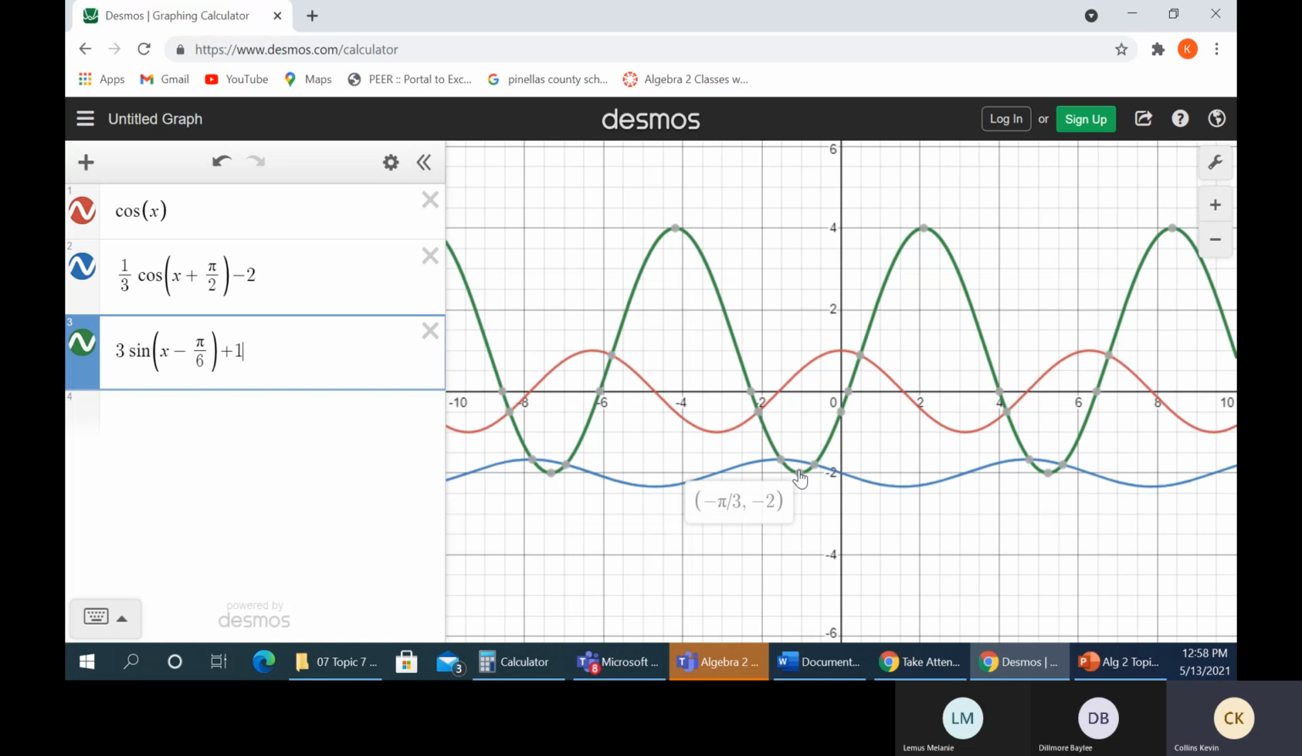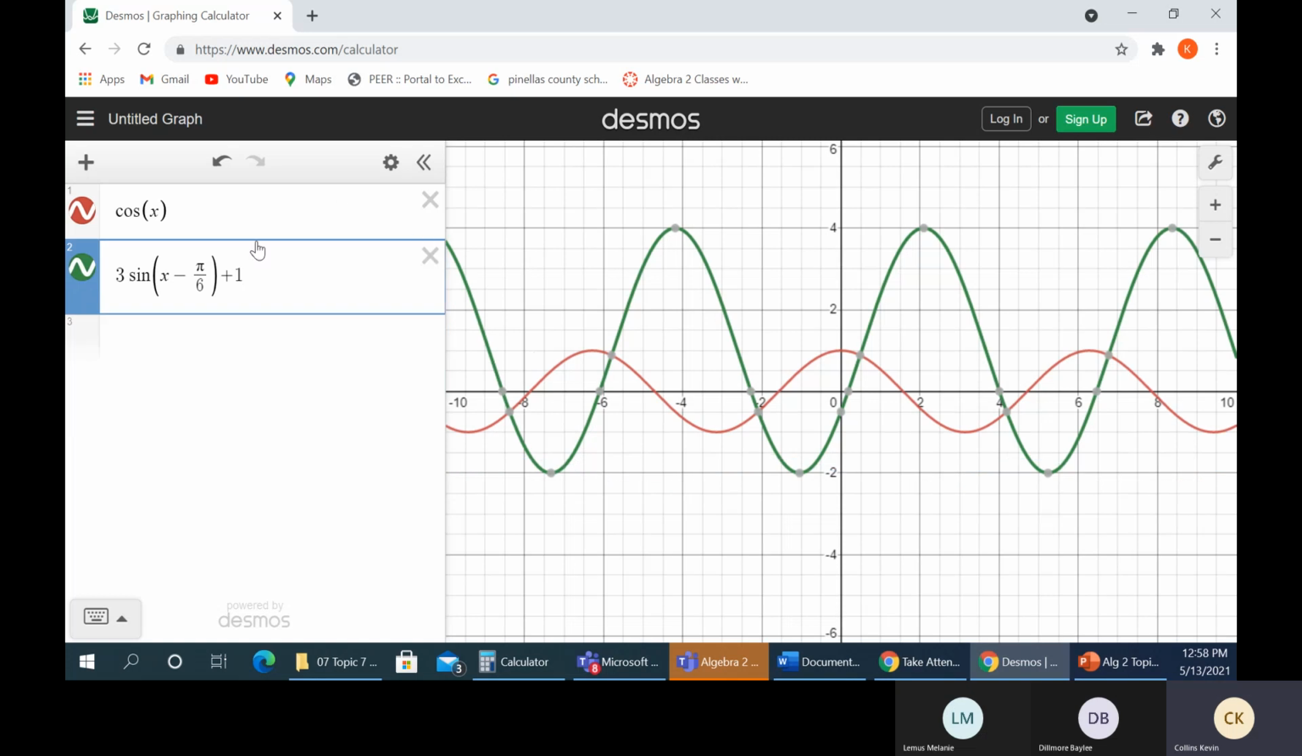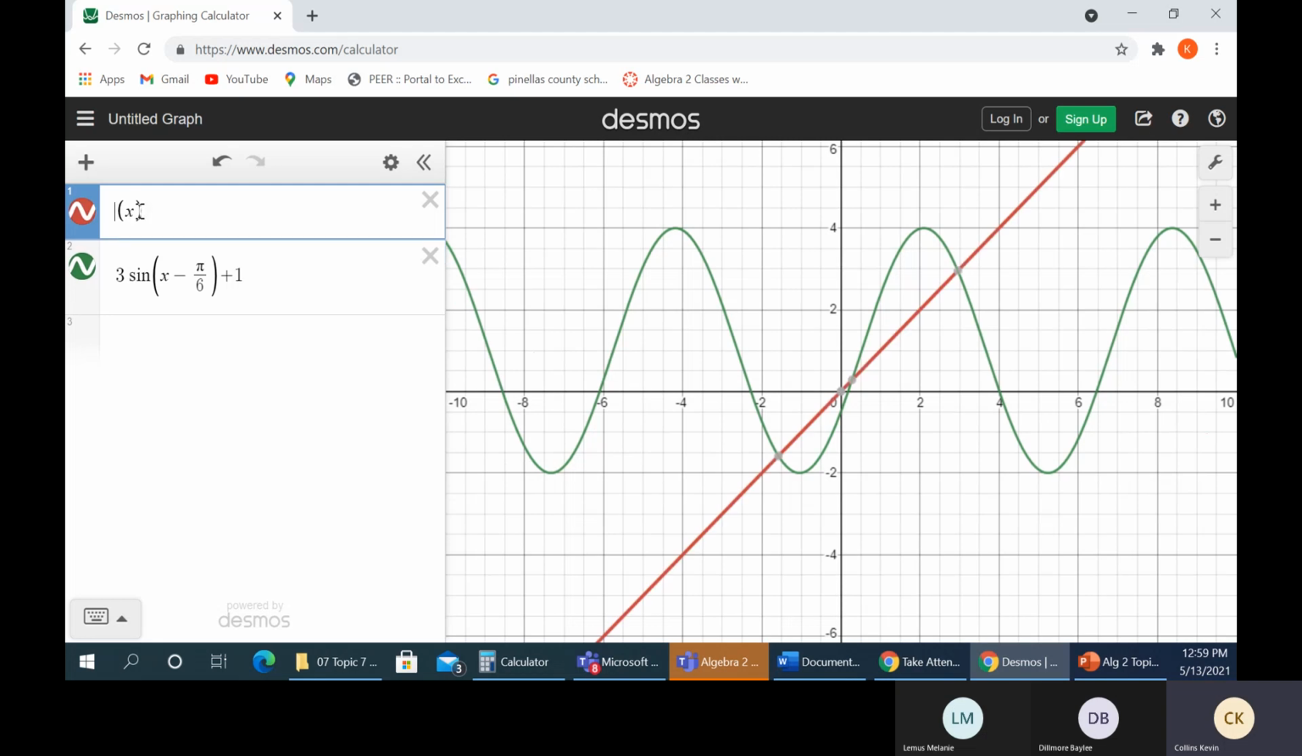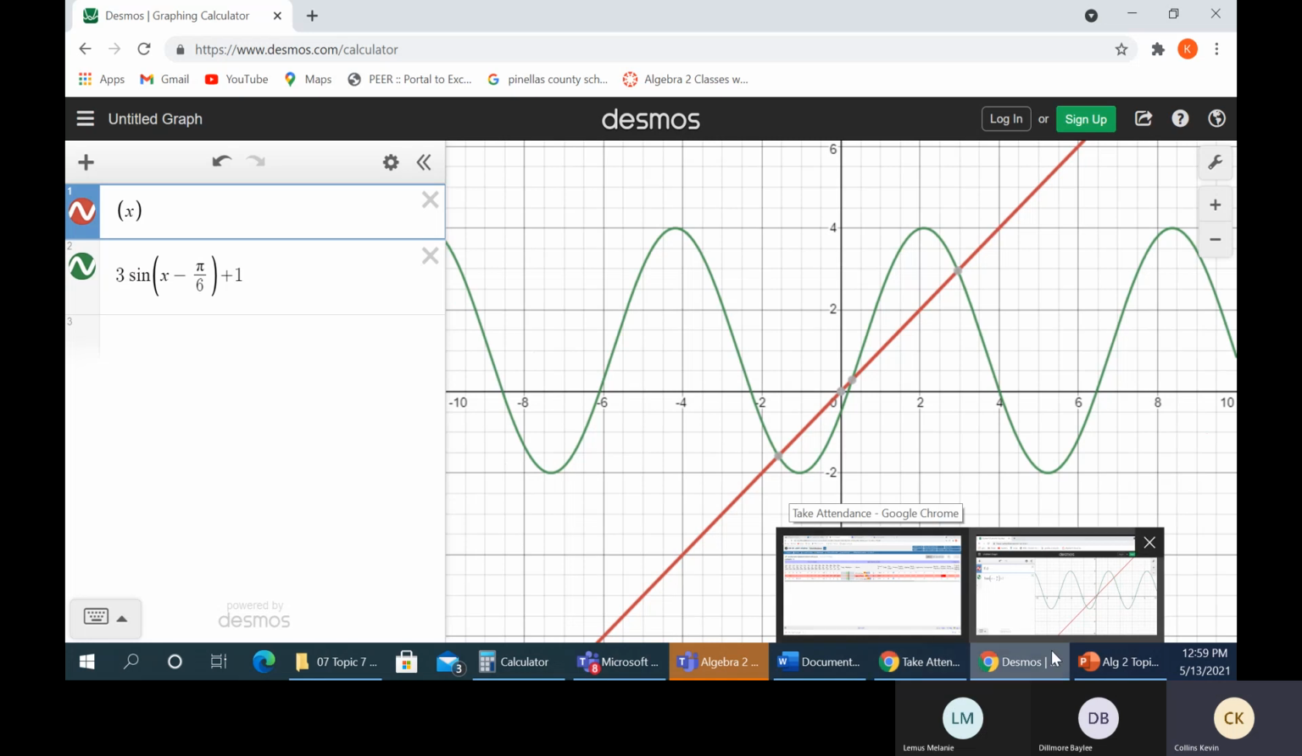Okay? So let's go ahead and get rid of these, and I'm going to turn this one into a sine function. I don't know what just happened there. So let's call it sine, that way we can compare the two.